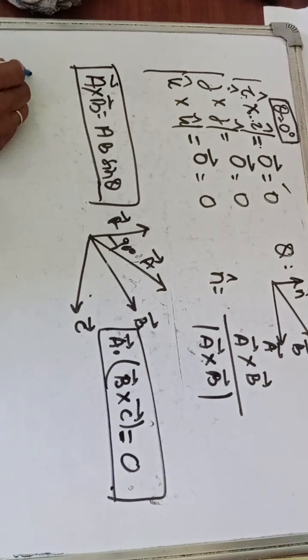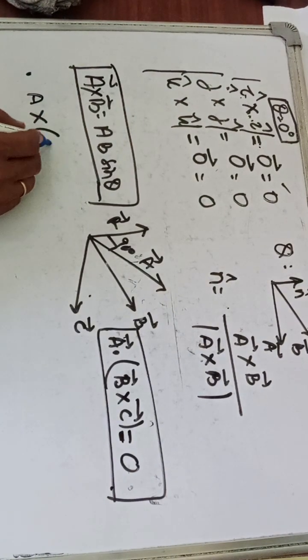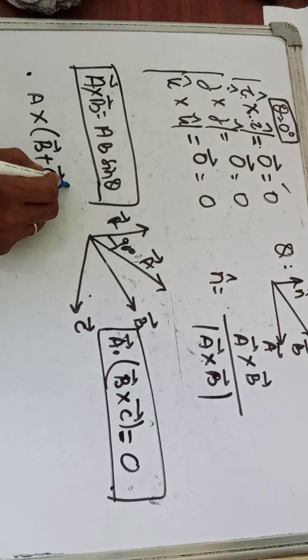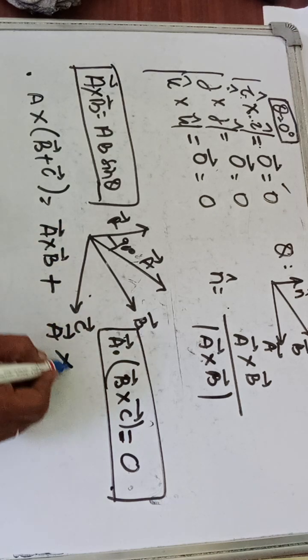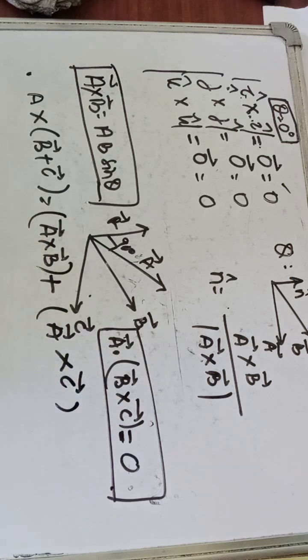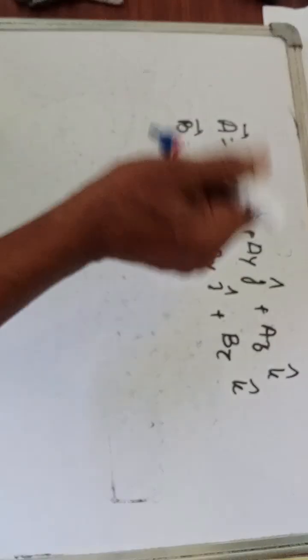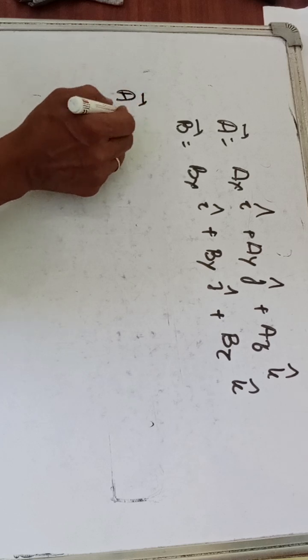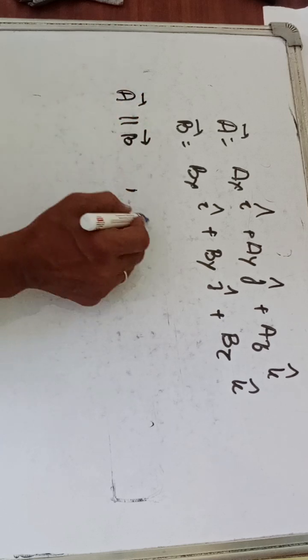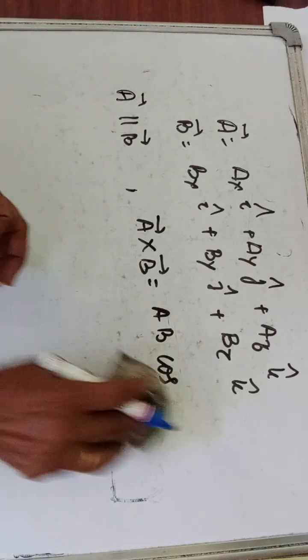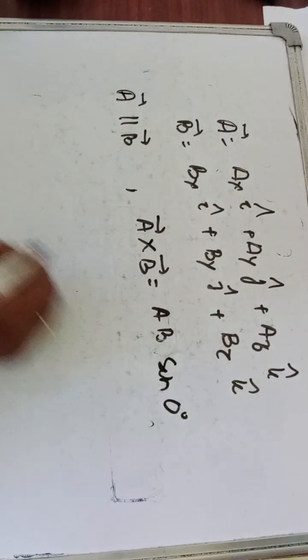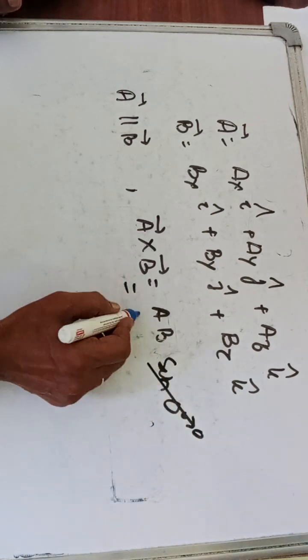We have another result. If we have two vectors added, B plus C, then A cross B plus C will be A cross B plus A cross C. That means it will be the addition of two products, in which A is cross multiplied with B and A is cross multiplied with C. If two vectors A and B are parallel, then A cross B will be AB sine of the angle, that is 0, hence it will be 0.